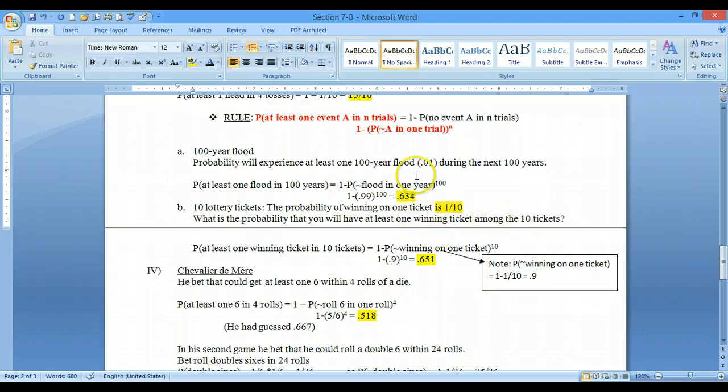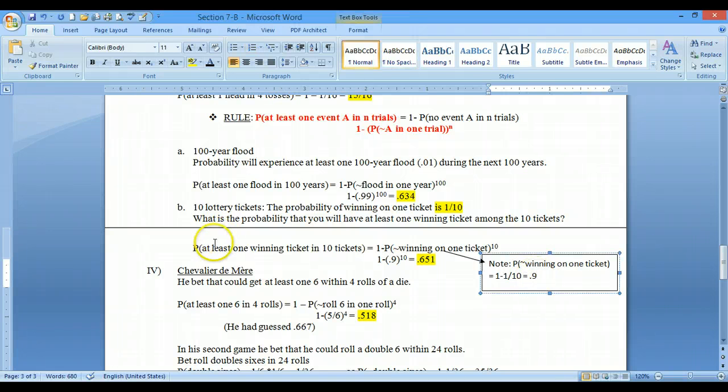So I need to define what n is first. So n trials, I have 10 tickets. Now I need to find the probability of not winning in 1 trial. Well, I know the probability of winning is 1 out of 10. So not winning, remember to find not is 1 minus the probability of it, which in this case is 0.9. So then I plug it all in.